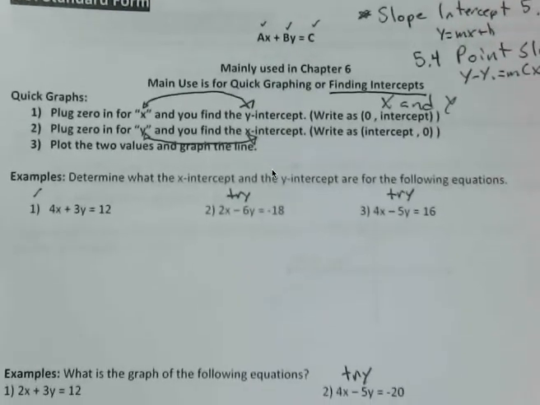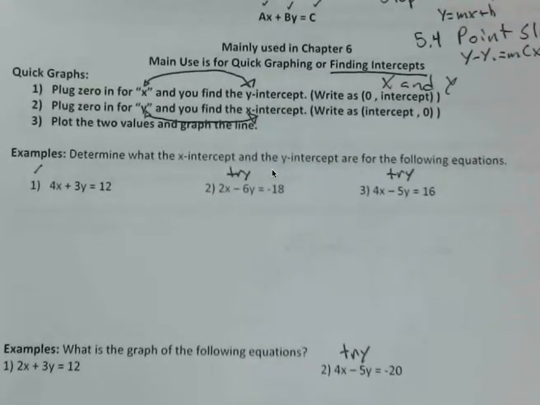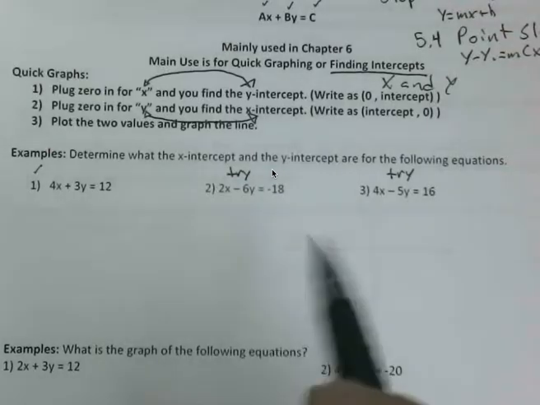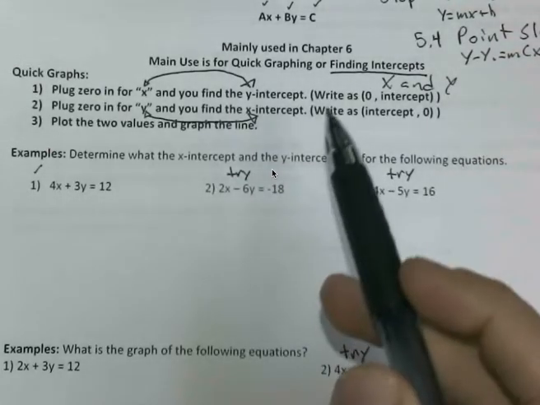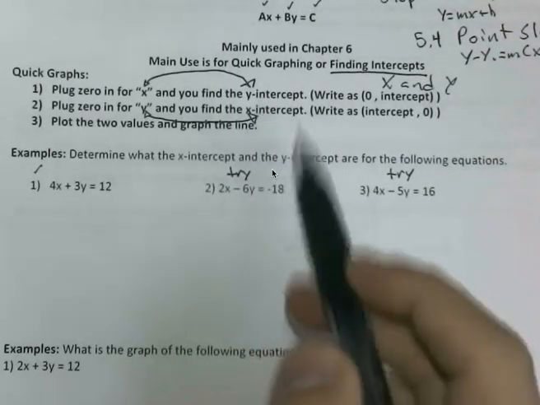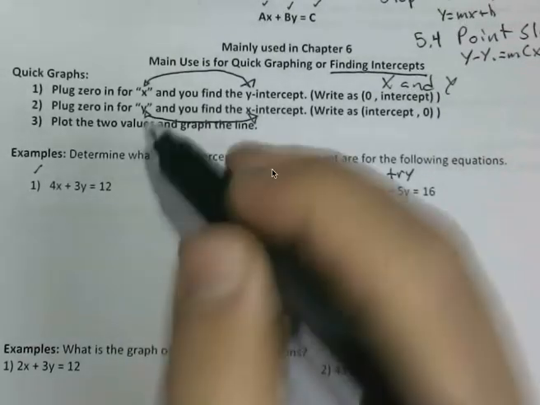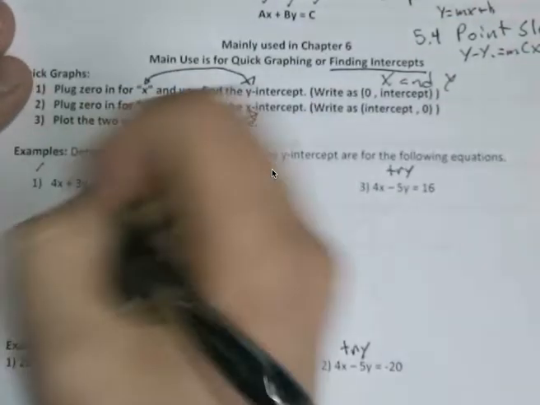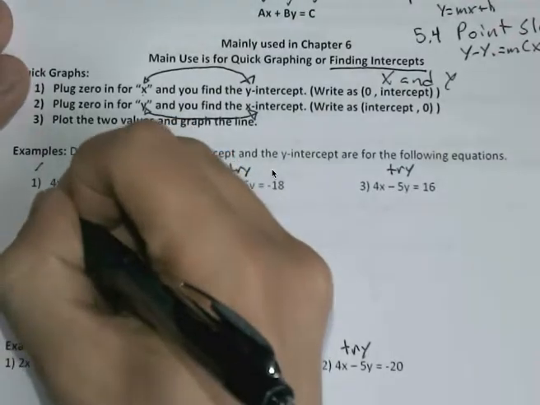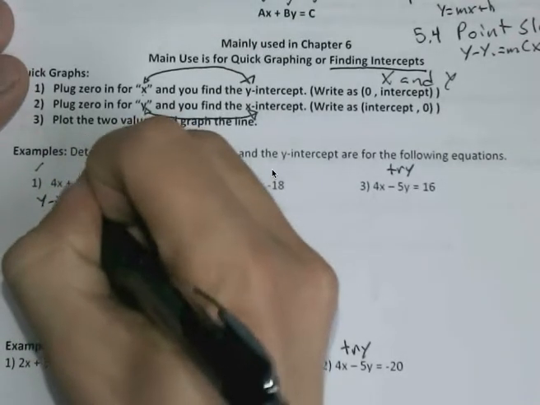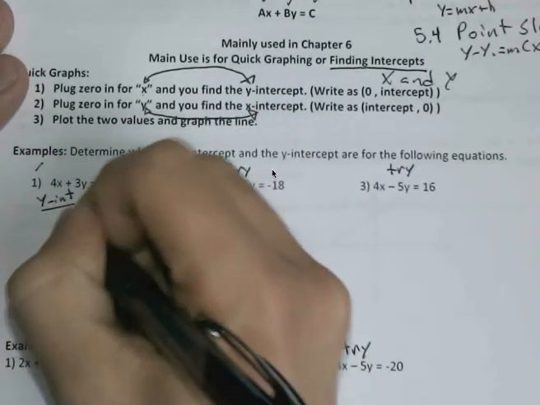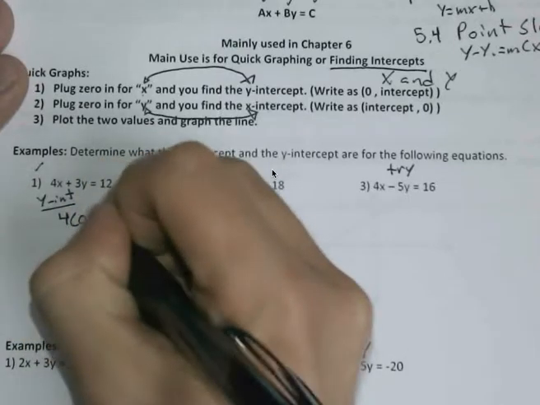But first, let's see what this algebra is like before we start graphing. Determine the x and the y-intercept for the following equations. Let's go with the steps, although we can swap these out as we see fit. But we'll first plug in 0 for x. So this will allow us to get the y-intercept. So if x is 0, it looks like this.